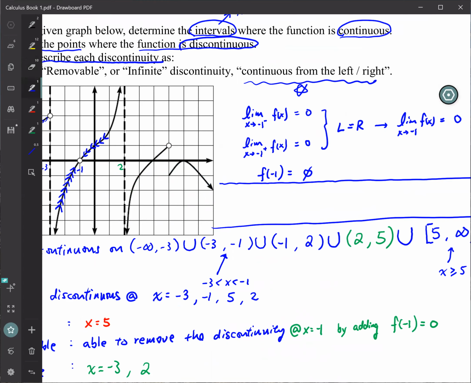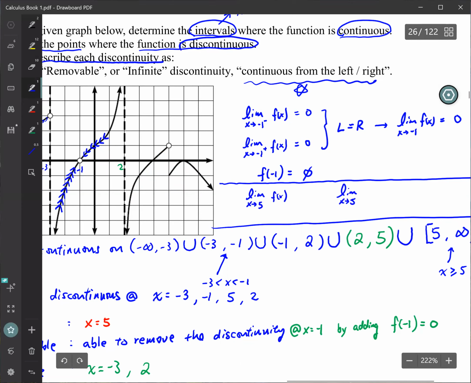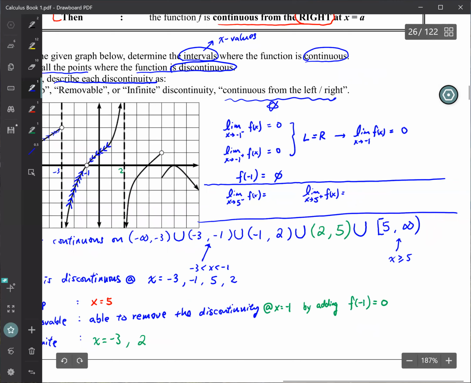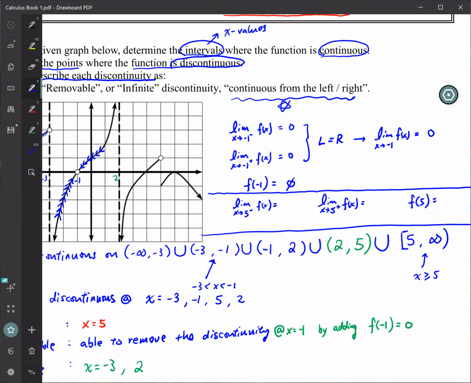So let's do the left limit first. Limit x approaching 5 from the right side, okay? And then limit x approaching 5 from the left side. Oh, right side and left side. Sorry, I want to do left first. Okay, let's go from left. Approaching 5 from the left, approaching 5 from the right. Okay, and then we also want to check the point at 5. So let's start with the left limit. Approaching 5 from the left. Nicole, what's the answer for that one?